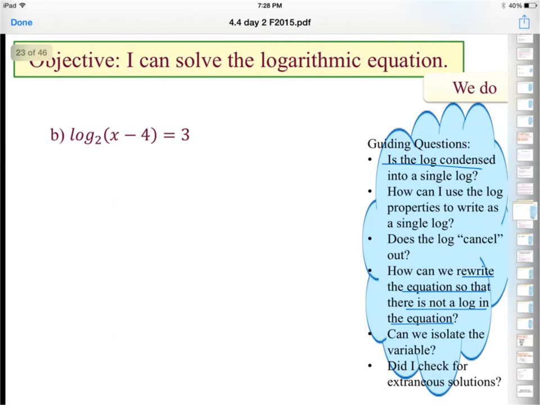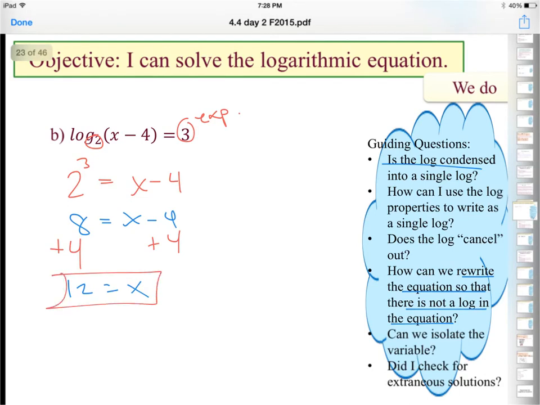So looking at that, we see that the base is 2 and our exponent is on the other side of the equation, so we have 2 cubed is equal to x minus 4. We want to go ahead and simplify that cube, so 2 cubed is 8, equal to x minus 4, and then we want to isolate the x, so that means we want to add 4 to both sides. Simplifying, we get 12 equals x.